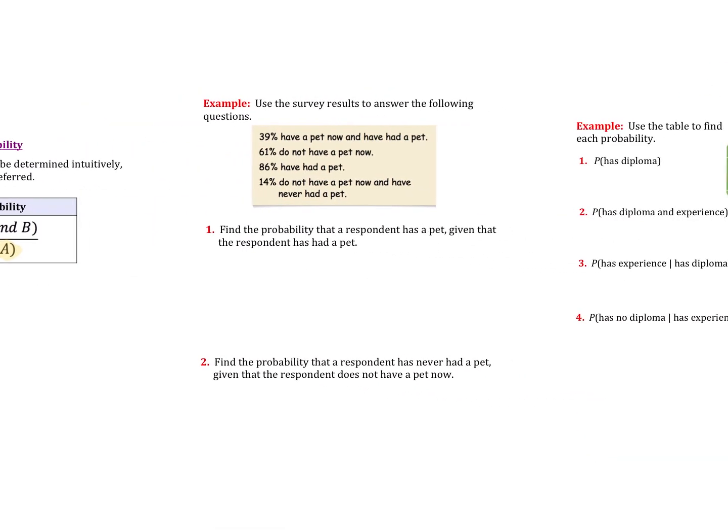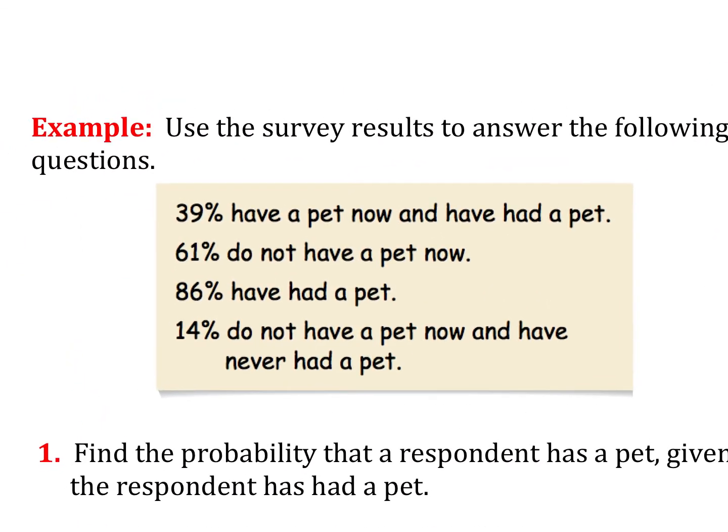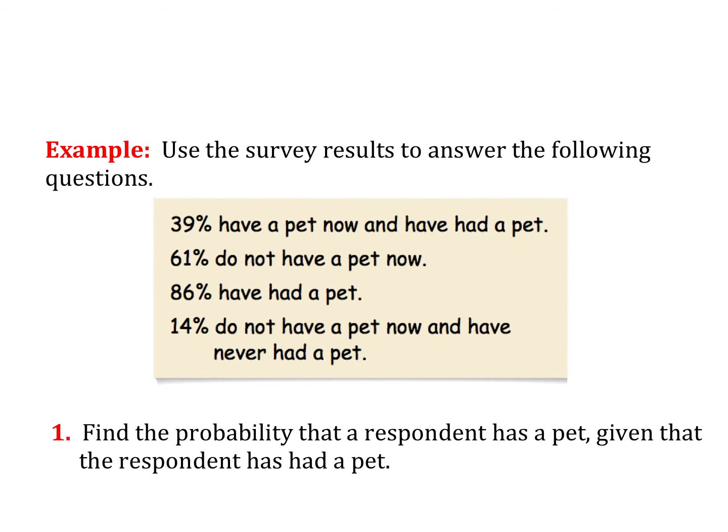So let's see some examples here. We have a scenario in which a survey was given out to some folks. 39% have a pet now, and they've had a pet in the past. 61% do not have a pet now. 86% have had a pet in the past.